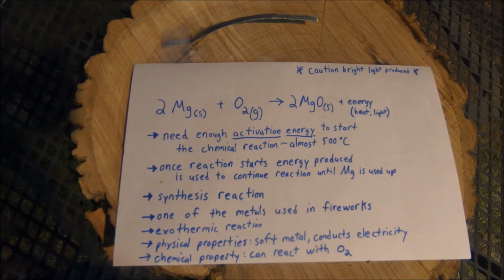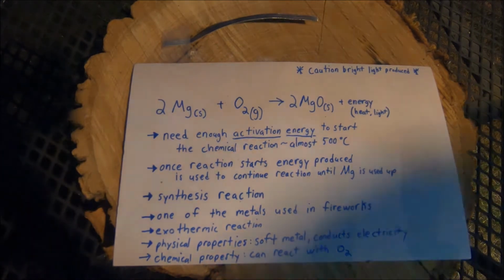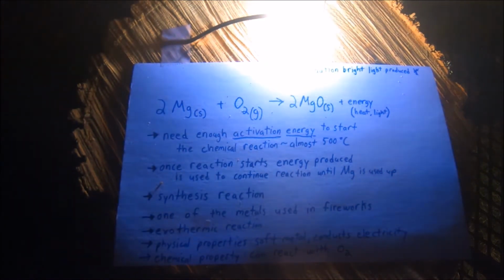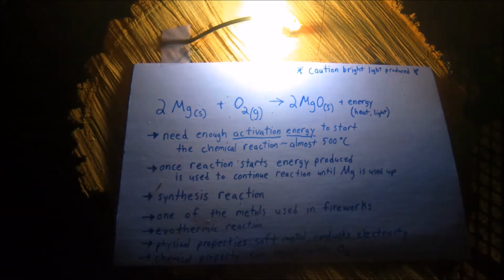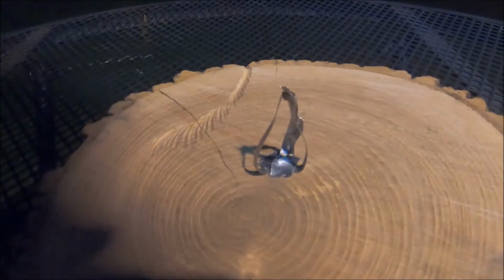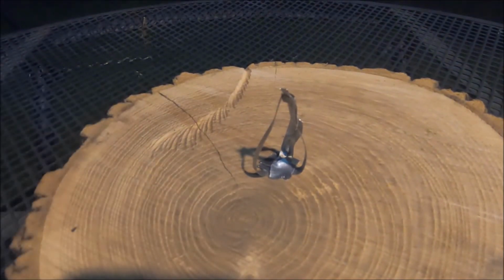So this is a synthesis reaction that's exothermic. One of the popular places it's seen is with the use of fireworks. To start this chemical reaction, we need enough extra energy to start it. But once it starts, it's going to continue to burn that bright white light that you see in a lot of popular fireworks. Magnesium metal.